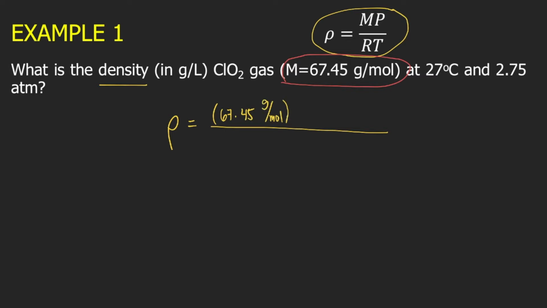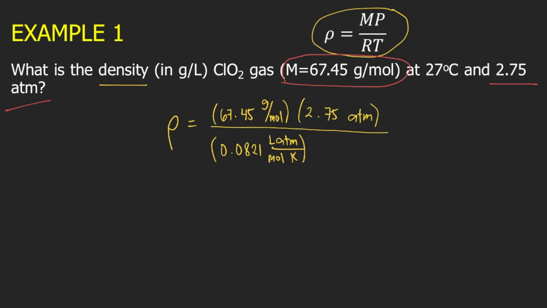If in case the molar mass is not indicated in the problem, then you have to solve it by yourself using a periodic table. Okay? Now, P is the pressure, and according to the problem, the pressure is 2.75 atm. Divided by R, the value of the gas constant is 0.0821 liter atmosphere per mole Kelvin, and T is the temperature.